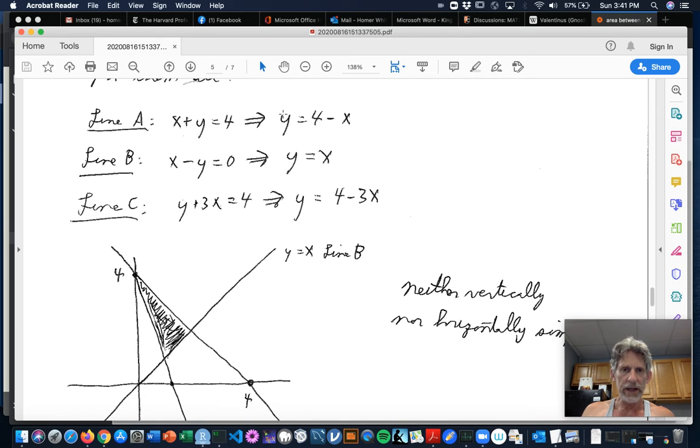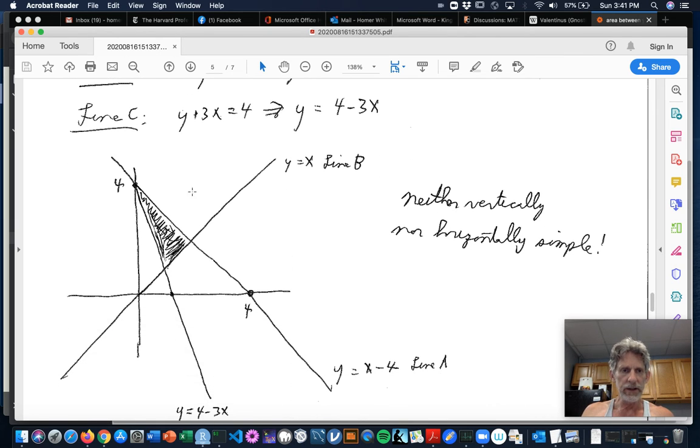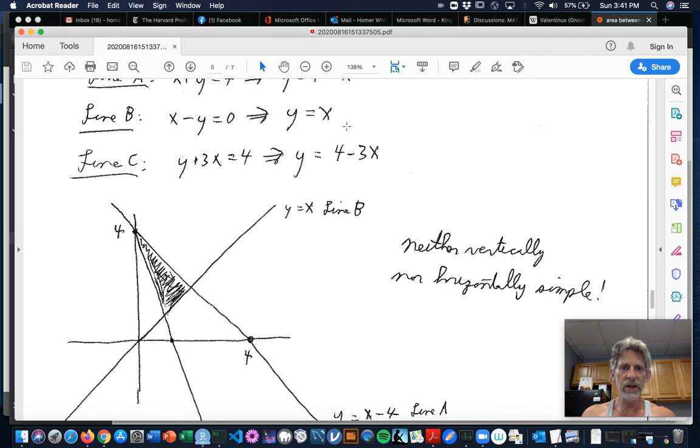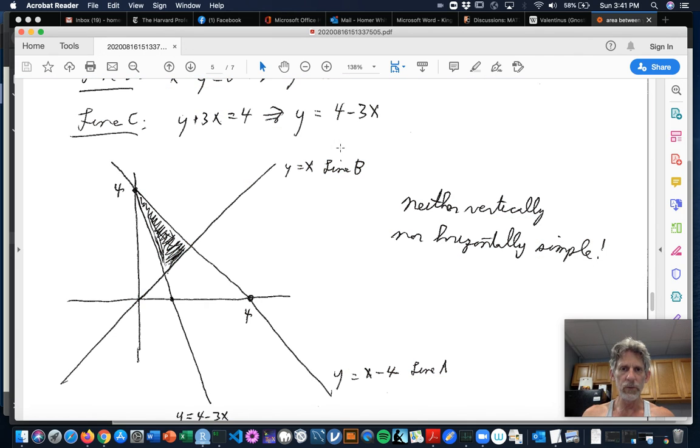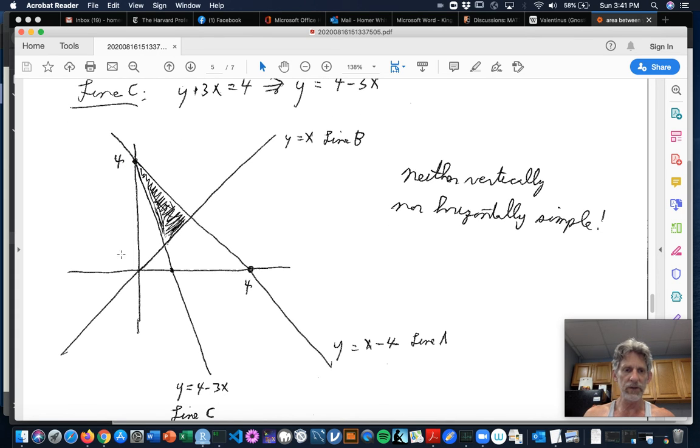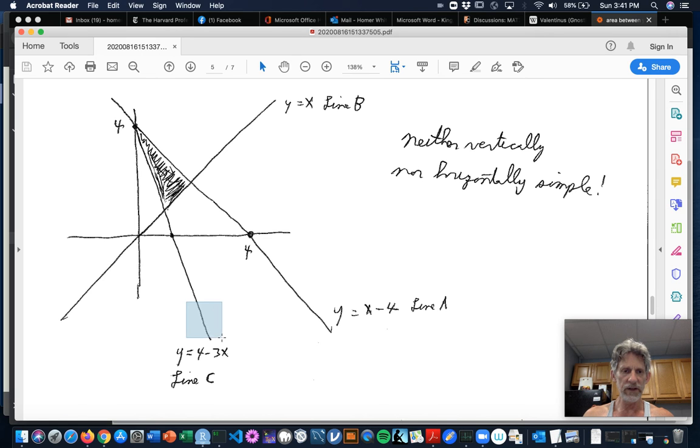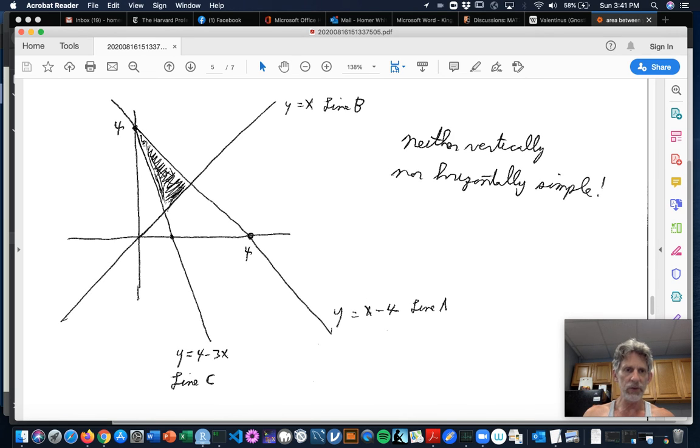When I graphed line A, I ended up with this thing that starts at 4 and goes down with slope -1 and goes to the x-axis at 4. So there's line A. Line B is the line y equals x, which goes through the origin and has slope 1. So here it is, running diagonally up and to the right. And line C, which is 4 minus 3x, starts at 4 on the y-axis, and goes down pretty sharply with a slope of -3. So here's line C. And so the region between them is some kind of triangle.